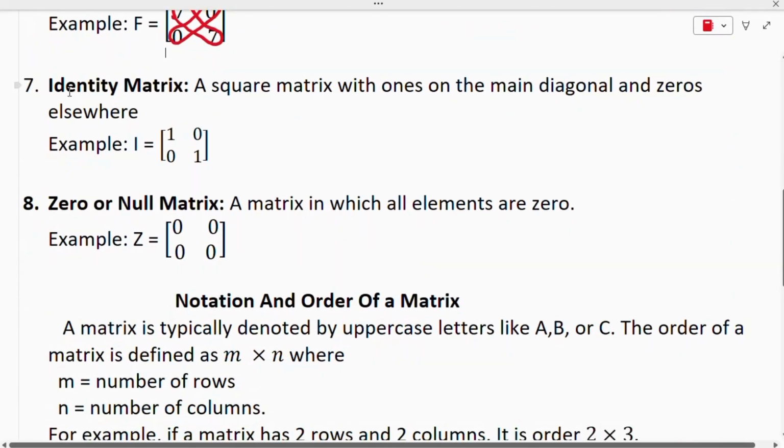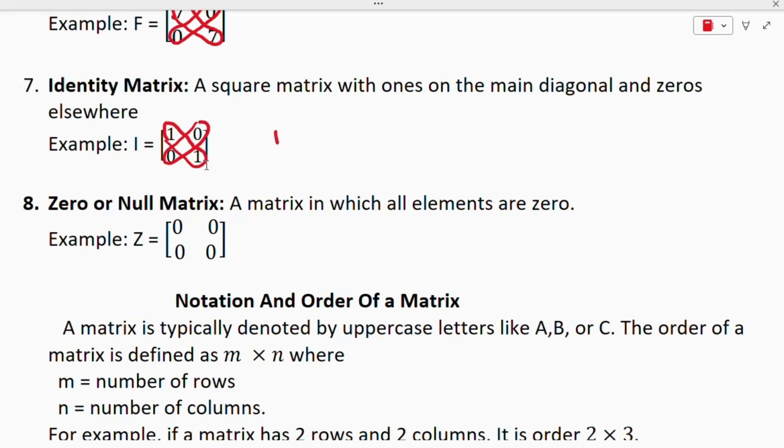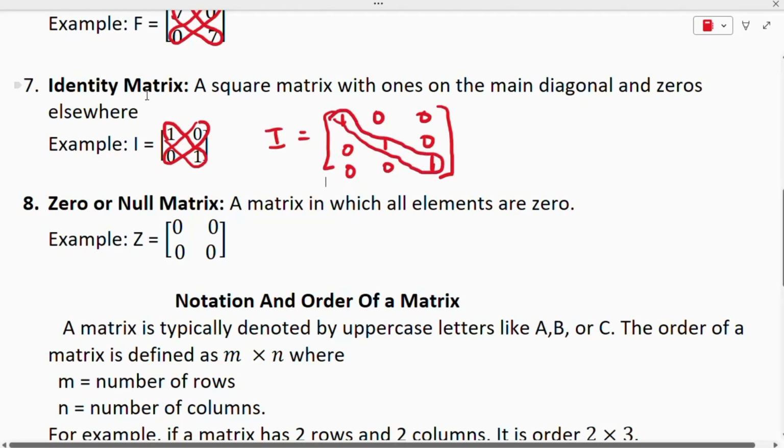We also have the identity matrix. Now a square matrix with ones on the main diagonal and zeros elsewhere is called an identity matrix. This is the main diagonal, ones on the main diagonal and zeros elsewhere. For a 3 by 3 matrix, an identity matrix can be written as 1 0 0, 0 1 0, and 0 0 1. This is also an identity matrix whereby the ones are on the main diagonal. Alright, so you want to simply take note of the identity matrix.